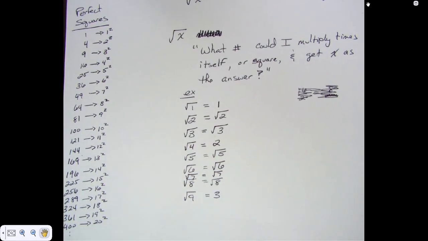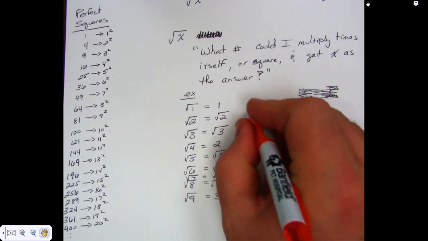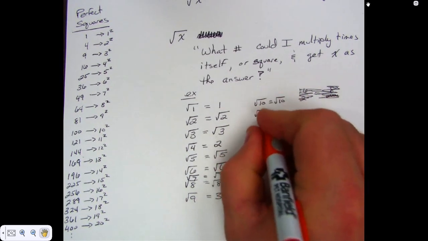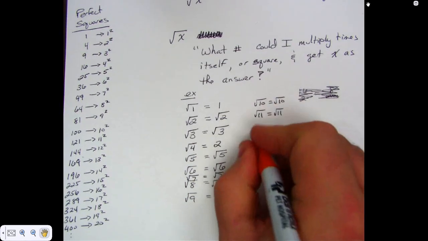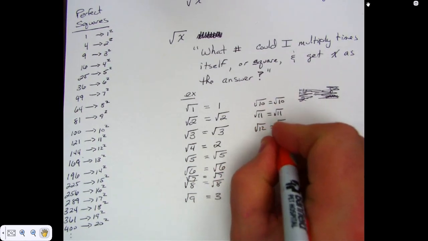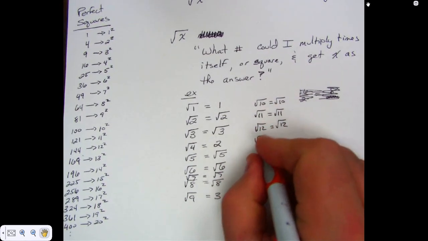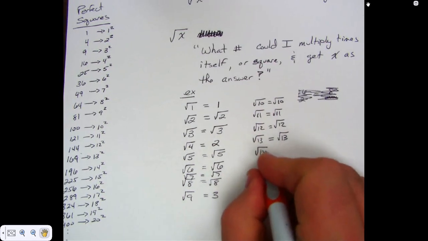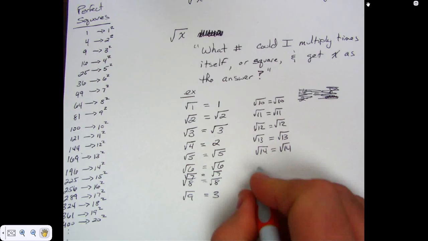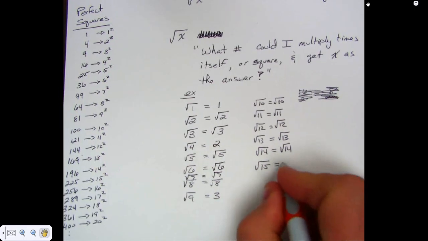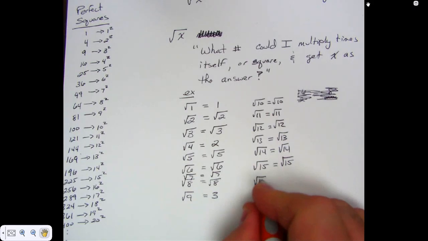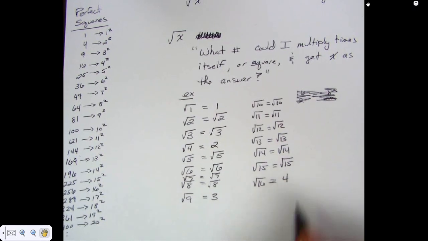Do you see any correlation? Look, we'll go over here. Square root of 10. Can you answer that one? No. Square root of 11. Guess what? You can't answer that one. Square root of 12. You can't answer that one. Square root of 13. You can't answer that one. When's going to be the next one I can answer? 16. And it is?